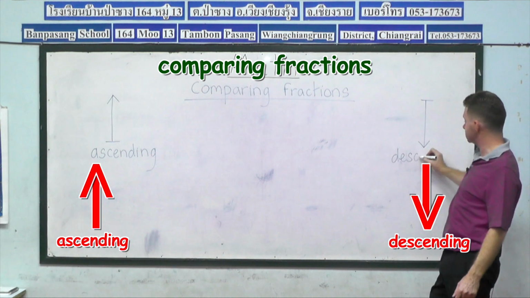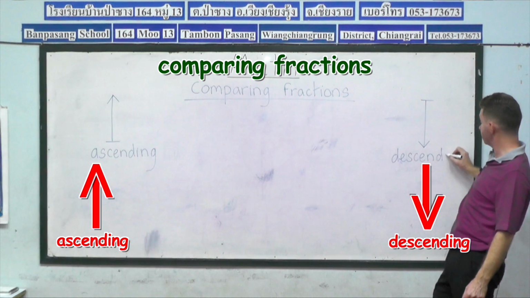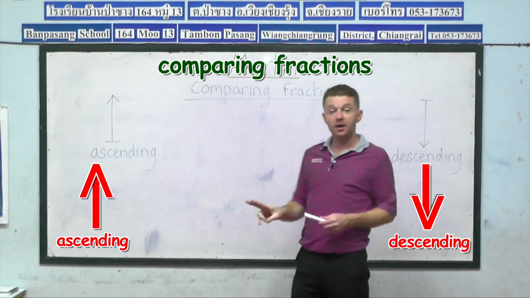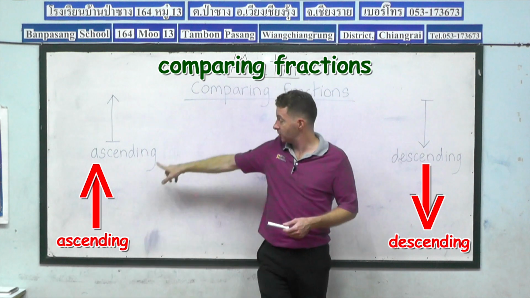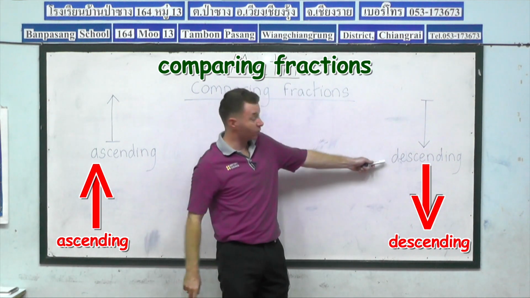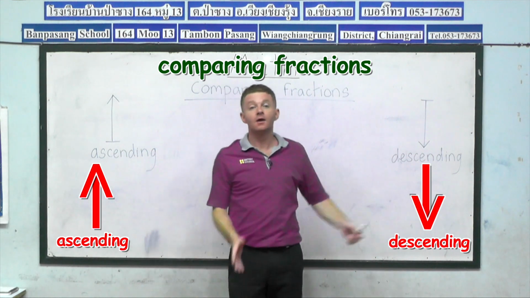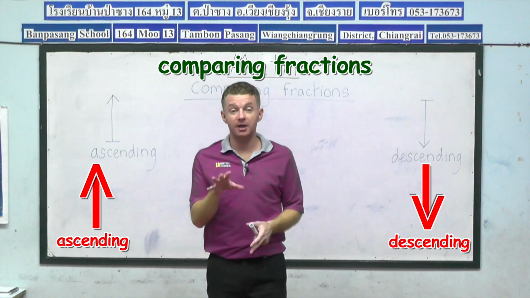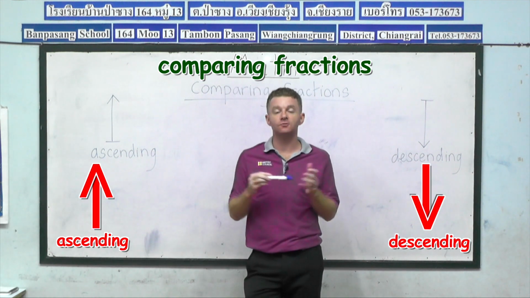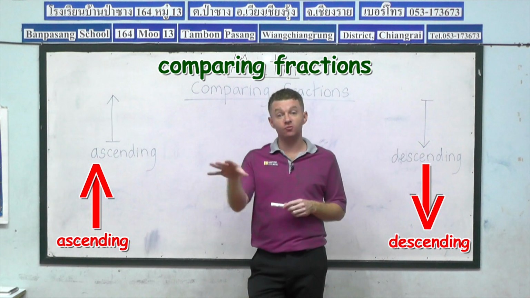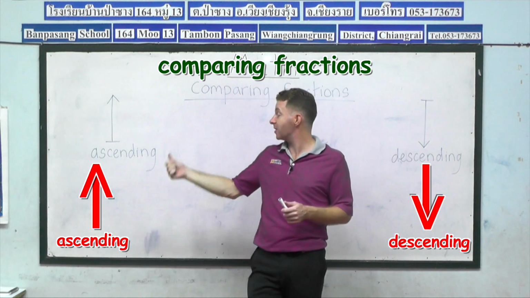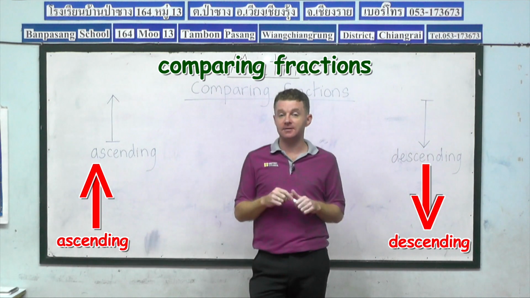A-S-C-E-N-D-I-N-G. Ascending means go up. If we walk up some stairs, we're ascending the stairs. If we walk down some stairs, we're descending the stairs. And what we're going to do now, as a recap to the previous lesson, I will write some fractions on the board, and then I will invite students to come forward and demonstrate how to sort them into either ascending or descending order.